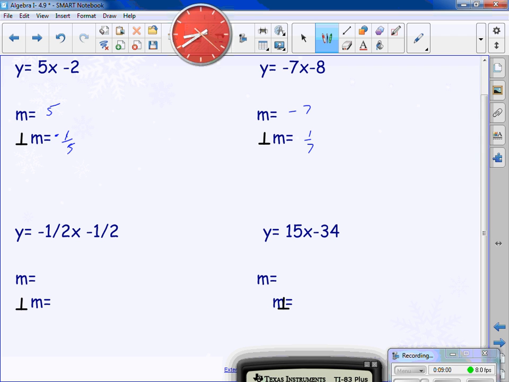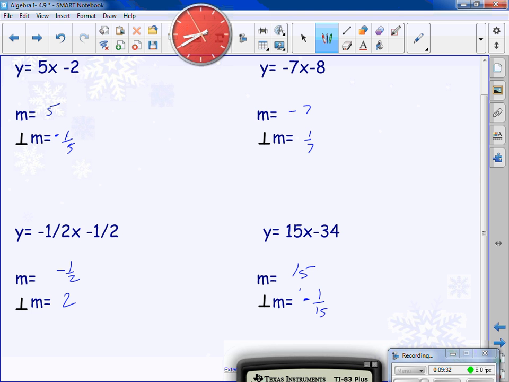We said before the slope was negative 1/2. If I change the sign, it becomes positive. If I flip 1/2, it becomes 2 over 1, which is just 2. We said the slope before was 15. So the reciprocal would be 1 over 15. It's positive. Make it negative.